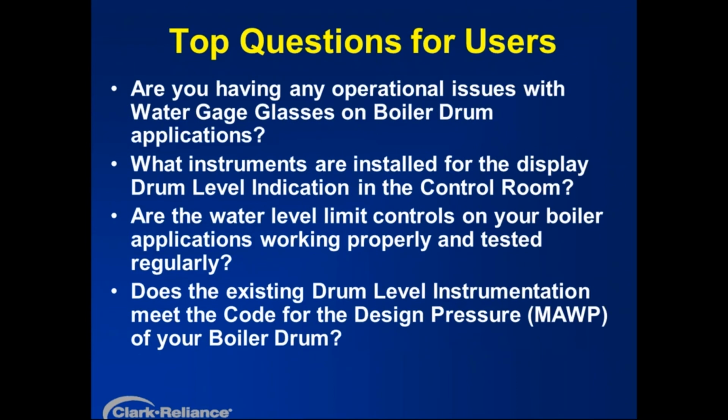So as I wrap up here on my last two slides, top questions for you to think about within your own plants: Are you having any operational issues with the gauge glasses or remote level indicators on your boiler? Consulting with the operators, operations personnel and maintenance personnel are the best people to consult. What instrumentation are you using in the control area for your operators? Are your limit controls on your boiler operating properly and tested regularly? And making sure that every level instrument on your boiler meets or exceeds the design pressure, maximum allowable working pressure of your boiler.